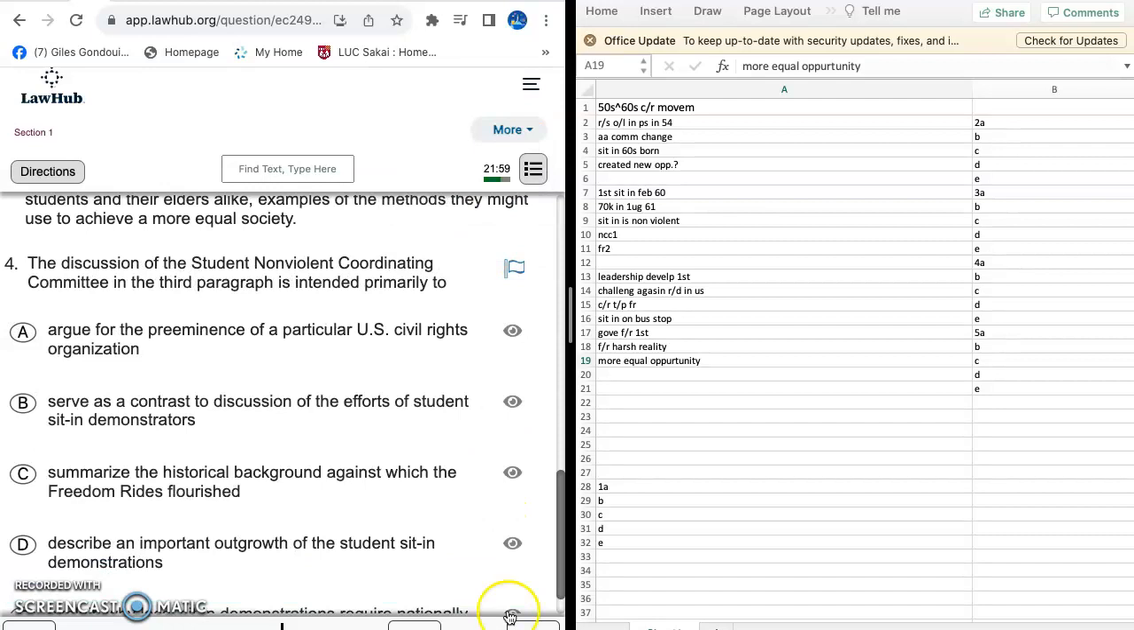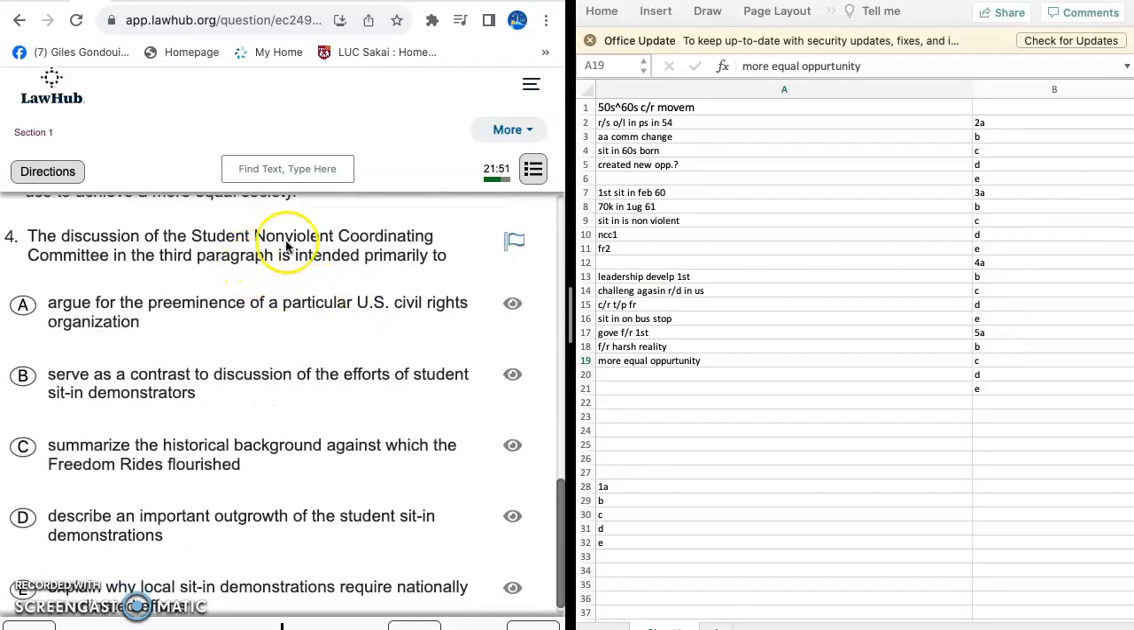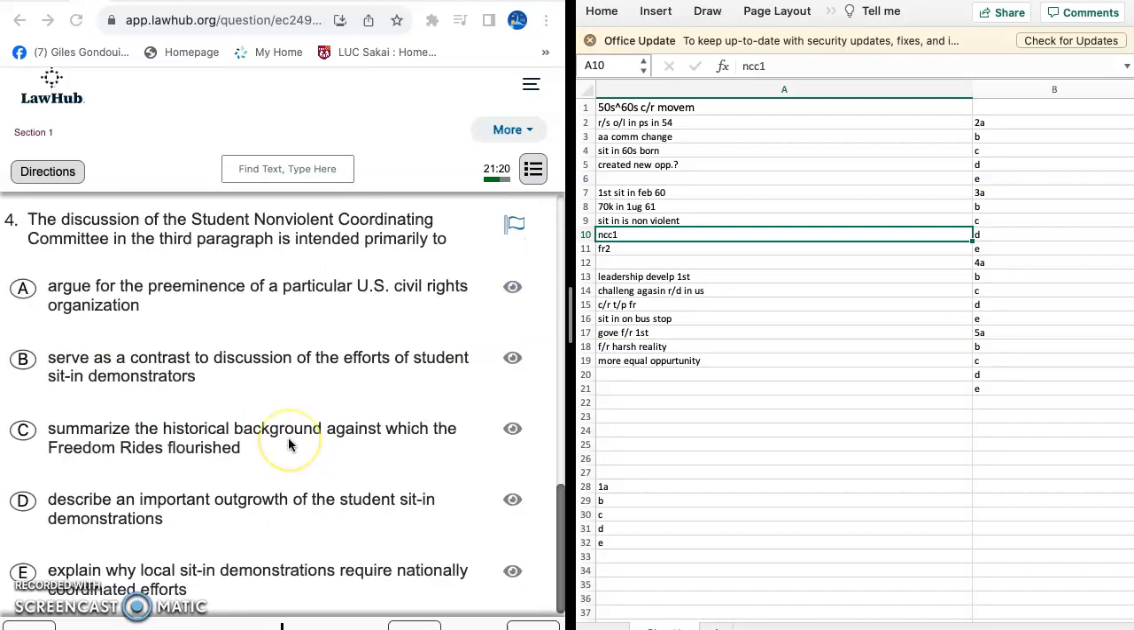Moving on. The discussion of the Student Nonviolent Coordinating Committee in the third paragraph is intended to primarily. So they're looking for the discussion of the Student Nonviolent Coordinating Committee, what we took notes about. I remember in the first sentence they mentioned leadership development. The formation of the Student Nonviolent Coordinating Committee followed the first sit-in method by a few months, and not only solidified student involvement in the civil rights movements, but also placed students into leadership development roles for the first time. It operated independently of civil rights organizations, and this was to challenge the discrimination throughout the United States.